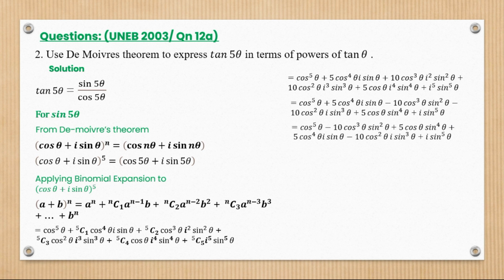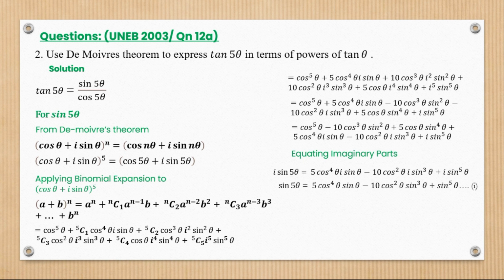Alright, so next we can see that when we collect the real parts, we're going to combine the real parts and the imaginary parts, and that's what we end up with. Now to find sine 5 theta, we're going to compare the imaginary parts. So equating imaginary parts, we can say that i sin 5 theta is going to be equal to the values of the imaginary parts. The imaginary parts are these ones right there, and this is going to be equation 1. But we can see that the values of i can cancel. You can pull out i's and they'll cancel, and this is what we're left with.